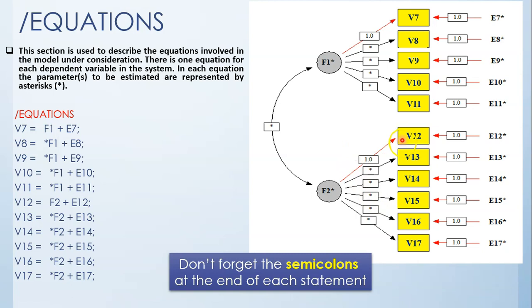As an example, focusing on V12, the equation is V12 is equal to 1 times F2 plus 1 times E12. This is something that you can see here. With respect to V17, we have asterisk times F2 plus 1 times E17. So this is the equation that you can see here.